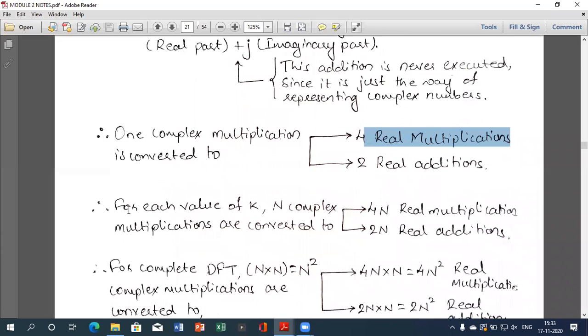Now, for a single value of k, we have n complex multiplications. So now 4 is multiplied by n for one value of k. Any one value should be taken here. At that time, we will get 4n real multiplications and 2n real additions. I hope you guys are getting this. At this time, the value of k is only one value, either from 0 to n minus 1, I am taking only one value. At that time, it is 4n and 2n. The 4 and 2 are taken from the complex multiplication. That you guys need to understand properly. For one complex multiplication, we need 4 real multiplications and 2 real additions. For one value of k with n complex multiplications, we need 4n real multiplications and 2n real additions.